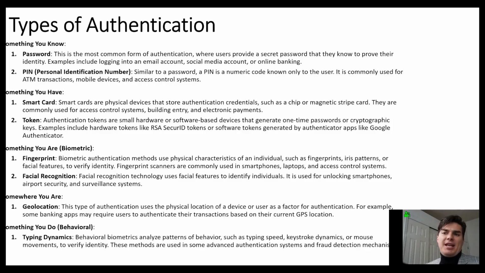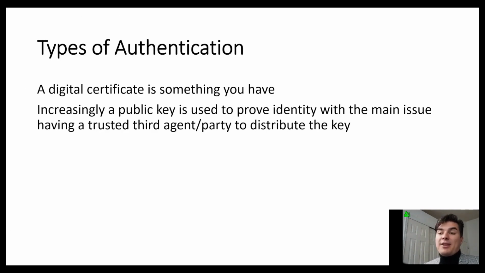Now, the types of authentication: there's something you know, such as a password or PIN; something you have, a smart card or token; something you are, a fingerprint or facial recognition; geolocation. Sometimes you'll see the term geofencing, because that service or network will only work if you're in that geofenced location. Something you do, that could be your gait, how you walk. And I also wanted to point out that a digital certificate is something that you have.